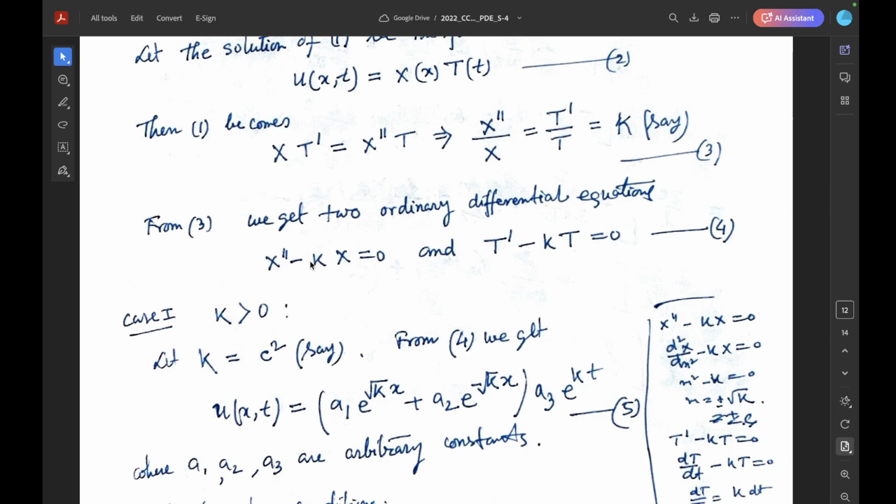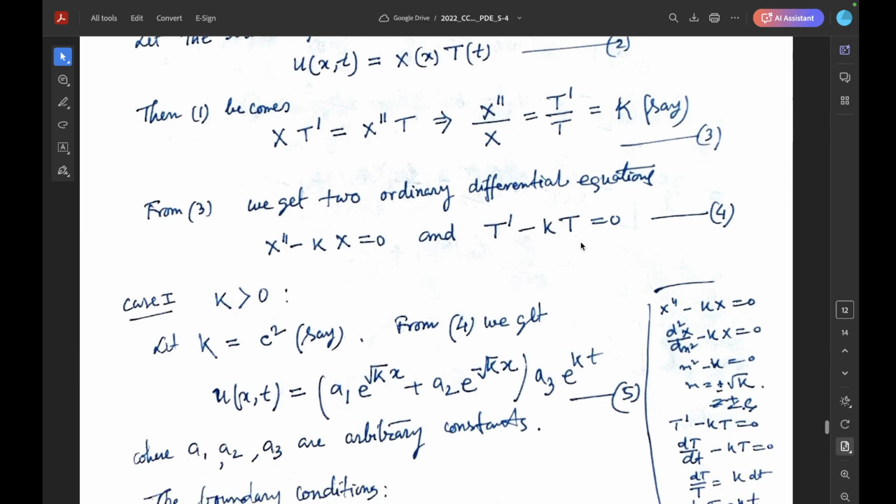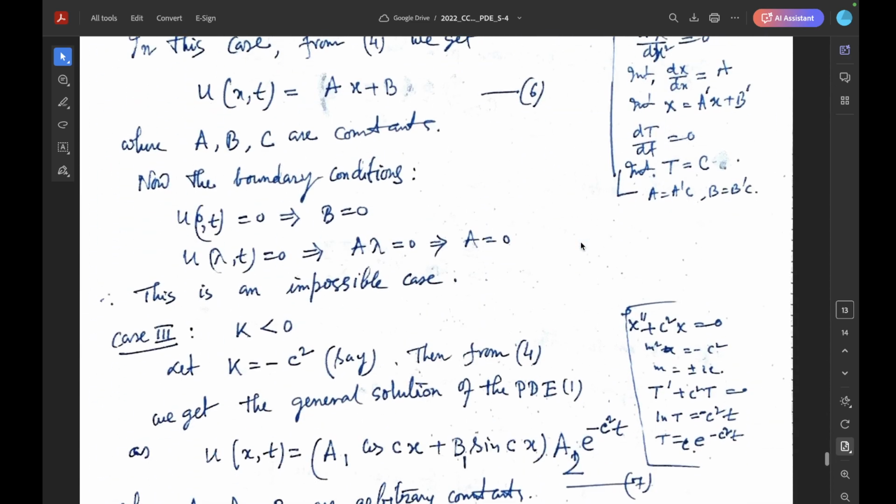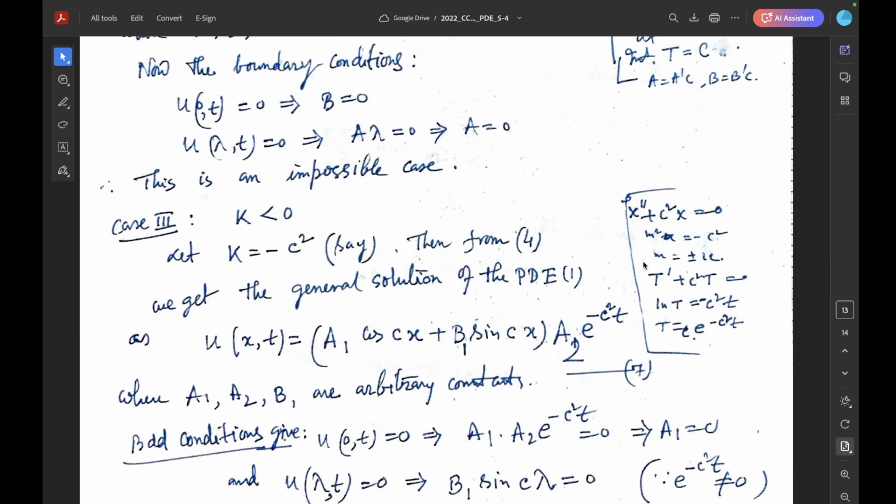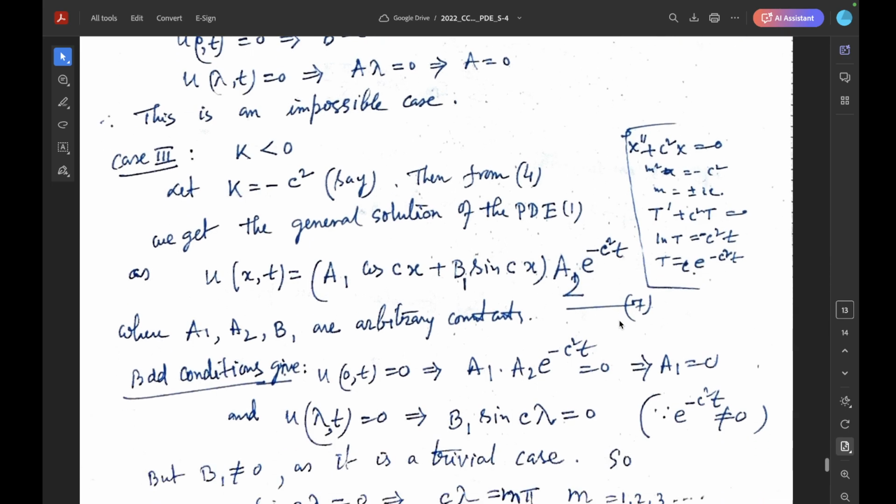So X double dash plus c square X equal to 0, T dash plus c square T equal to 0. So we solve this. This m equal to plus minus ic. So a constant times cos plus some constant times sine, into c into x. And this c square t. So T, integrating, we get T equal to a2 e to the power minus c square t.